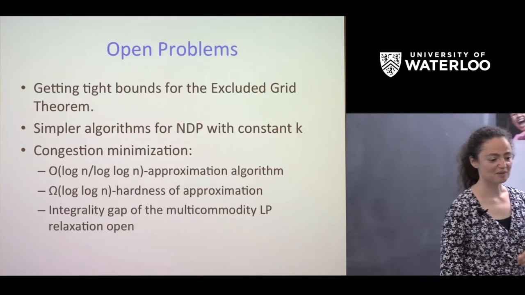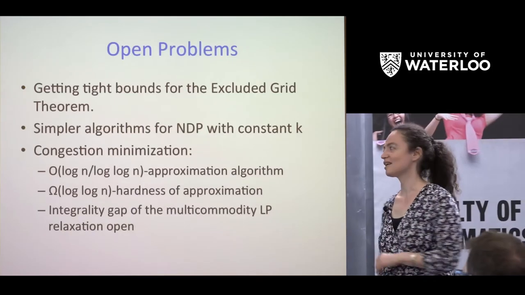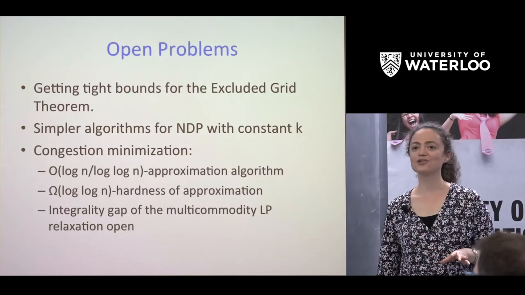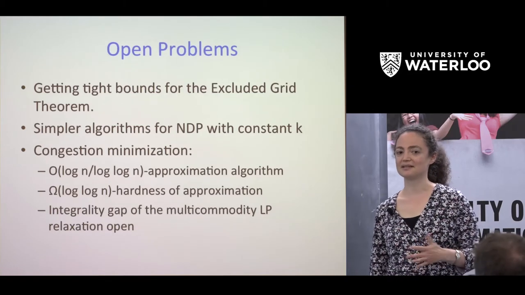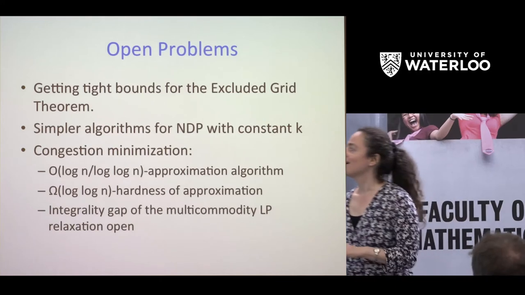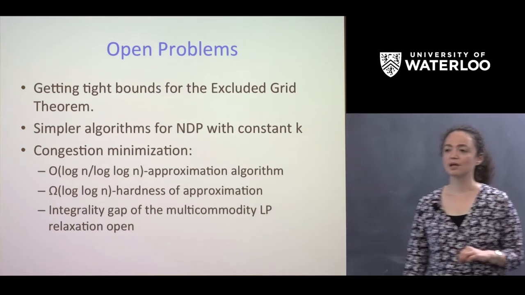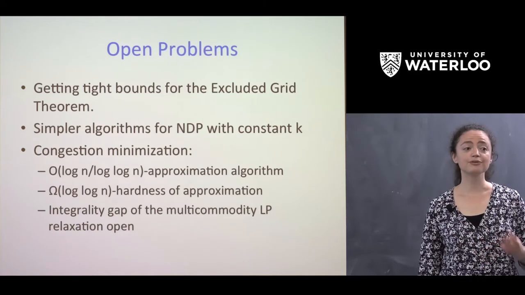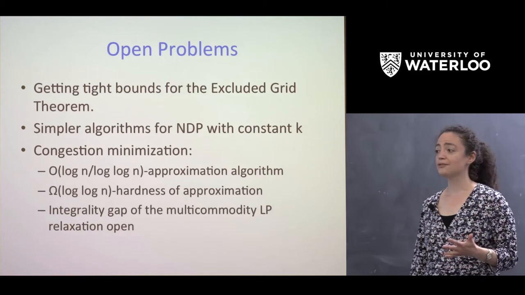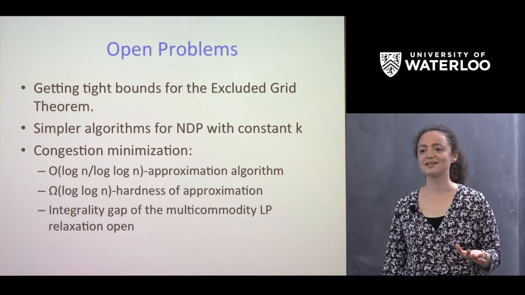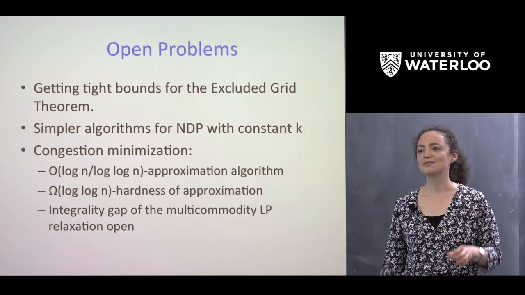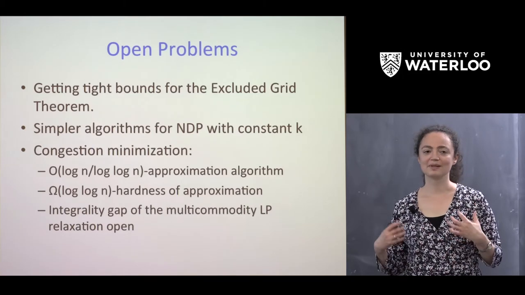Finally, let me mention some open problems. It would be really good to close the gap for the excluded grid theorem to get tight bounds. It would also be really interesting to look at node-disjoint paths with a small number of demand pairs. If you have three or four demand pairs, you have to go through Robertson and Seymour's work, and it's basically hundreds of pages. It just doesn't make sense that when you have three demand pairs, you cannot do something simpler and cleaner.